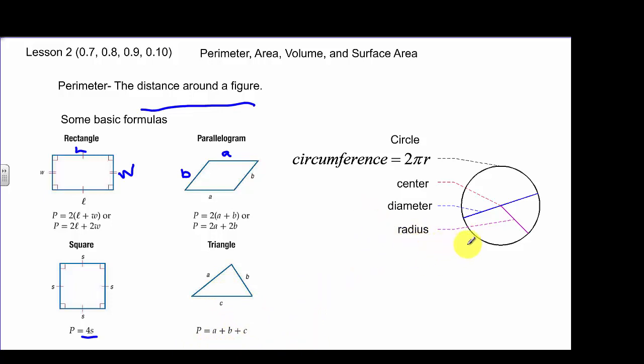In a circle, some identifying features of a circle is you've got the center right here. Diameter goes all the way across the circle, going through the center, and a radius is a segment going from the center out to the edge of a circle. Circumference, which is really a circle's perimeter, if you will, is 2 pi r. And we'll use the actual value of pi sometimes, which is just pi, we leave it as is, or sometimes we'll do an approximation of 3.14.